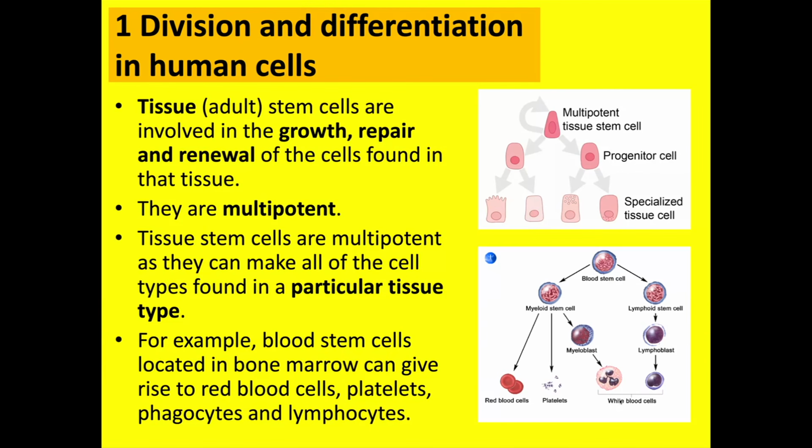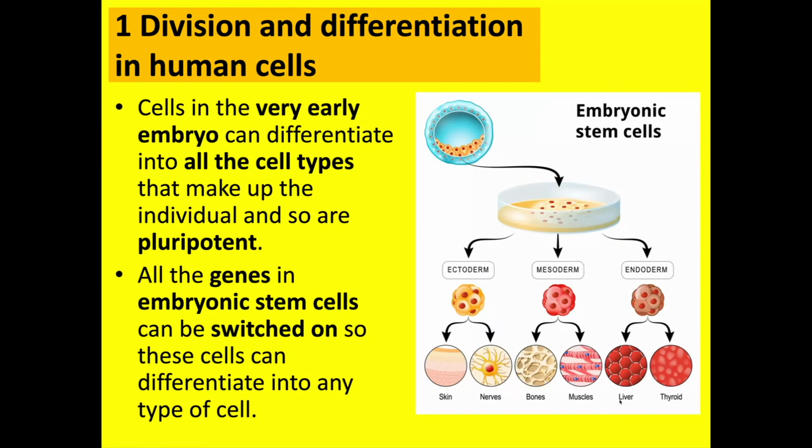That's an important distinction to remember because in a moment we're going to look at a different type of stem cell which doesn't have those limitations. The cells in the very early embryo, or embryonic stem cells, can differentiate into all the cell types that make up the individual and therefore are pluripotent.